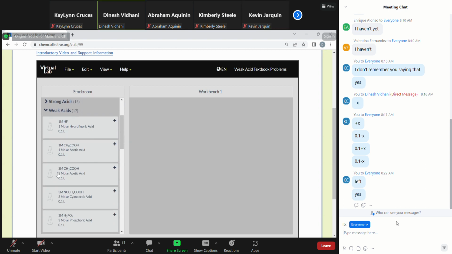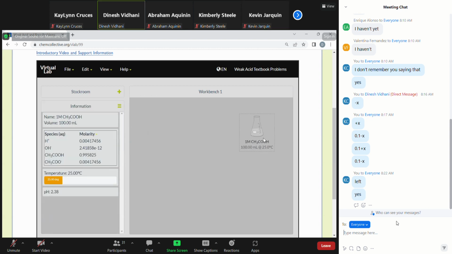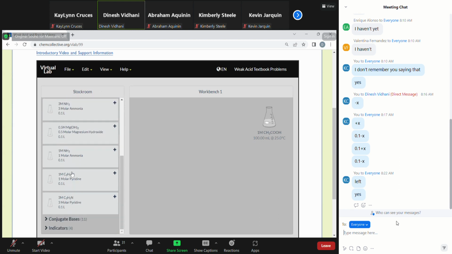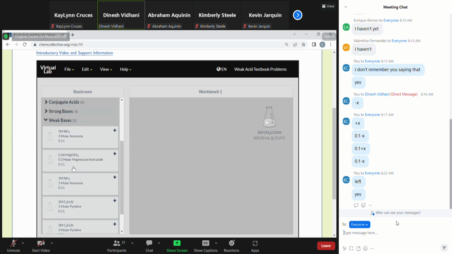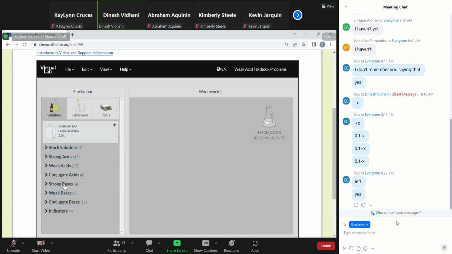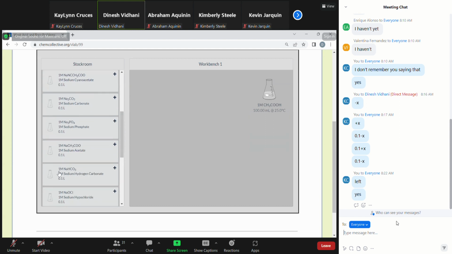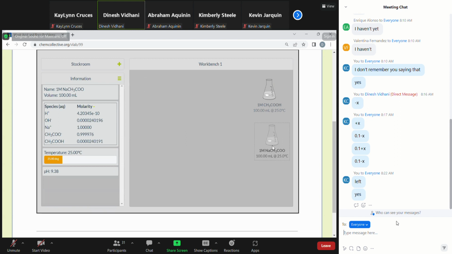So here we are going to take 1 molar acetic acid. We got that. We'll go to the stock room. We need the conjugate base. Where is acetate ions? Let me see, where can I find it? Should be here. Okay, I got acetate ions. But see, I got 1 molar. We don't want 1 molar because we have been using 0.1 molar, right?